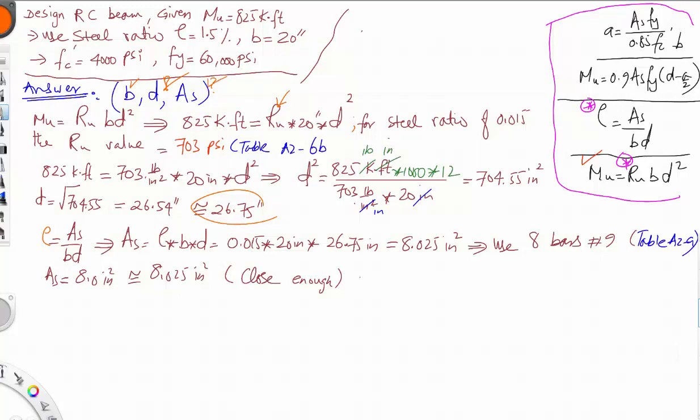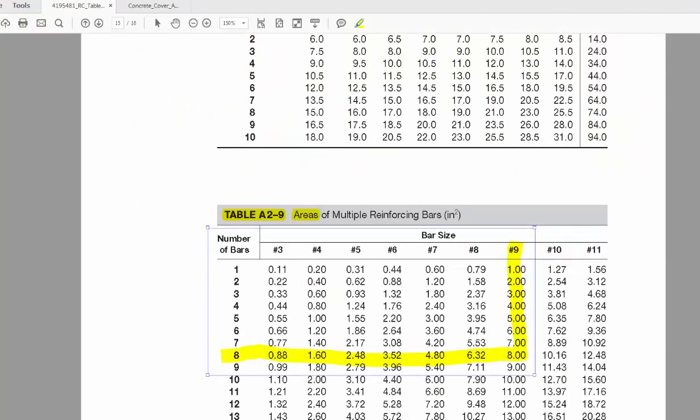Now we need to recalculate and double check what we did here. So go back here. Now I have 8 bars number 9. Will they fit into this width? So I need to see if this will fit into this width. We can learn this from a table. There's a table which is called 828. So we go to table 828 here.